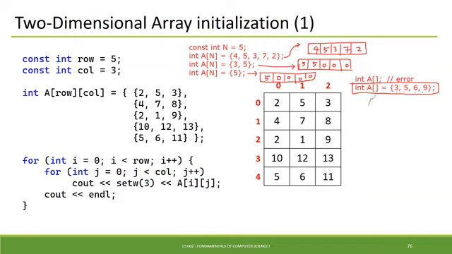Then the computer will create A with 4 spaces, right? So 3, 5, 6, 9 will be saved here. You remember that? Okay, so this is the initialization of a one-dimensional array. And actually the two-dimensional array is the same. However, look at this one.